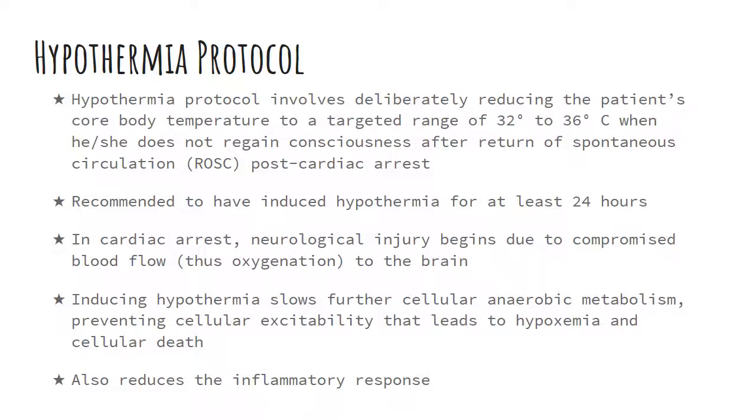In cardiac arrest, neurological brain injury begins in as little as 2 minutes. This is due to compromised blood flow and thus oxygenation and perfusion to the brain. Inducing hypothermia in these patients slows further cellular anaerobic metabolism, preventing the cellular excitability that leads to hypoxemia and cellular death in the neurological tissues. And as we all know, brain tissue, neurologic tissue, is non-repairable. So this injury, if not prevented, is permanent. And a side note, hypothermia protocol also reduces the inflammatory response to these tissues, but that's not really the main thing we look at at this point.